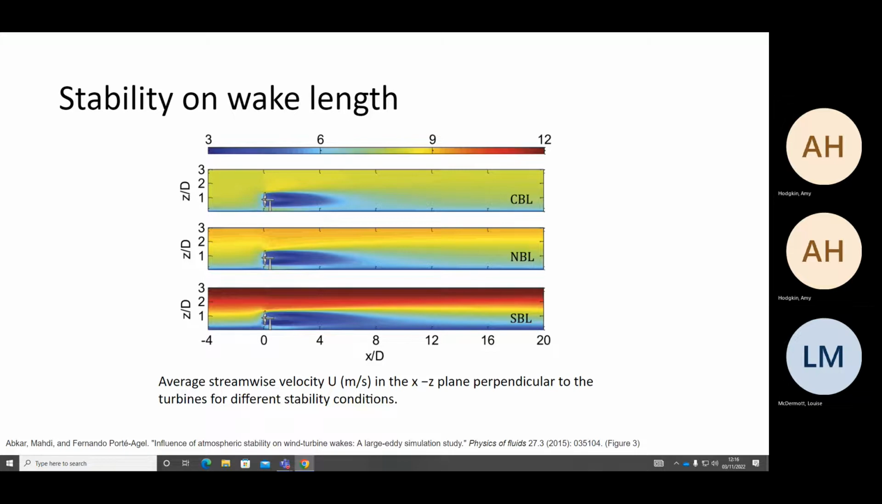So in a convective boundary layer, at the top, you can see the wake is much shorter. These plots are the velocity in the wake, so the blue shows a lower velocity. And when we increase the stability to go to the stable at the bottom, we have much longer wake lengths. As well as this, the stability can impact the power output of a turbine. So we have a lower power output in stable than convective. And this is before we even take into account the wake interactions.